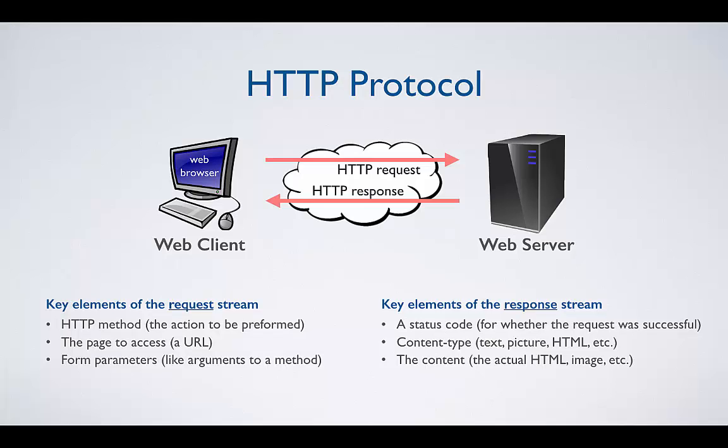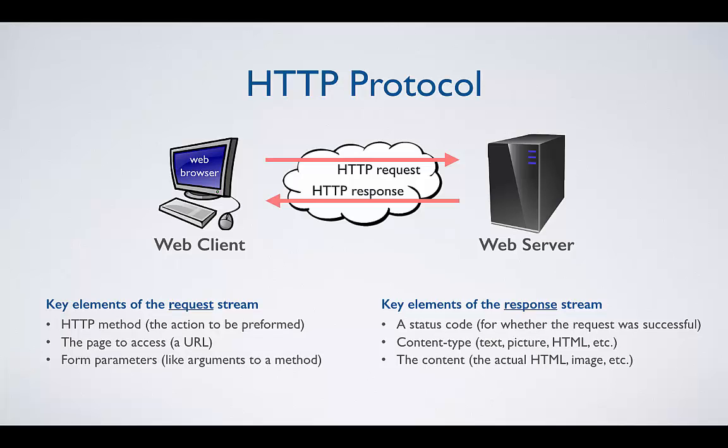HTTP is the request response protocol for the web. The key elements of an HTTP request are the HTTP method, which tells the server the action to be performed, the address of the page, or the URL, and any form parameters which perform the same function as arguments to a method.